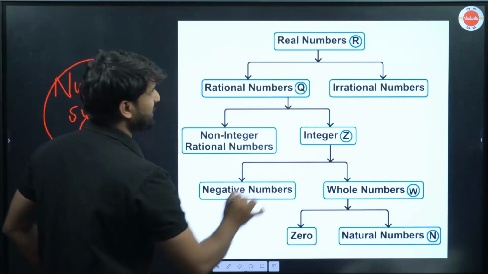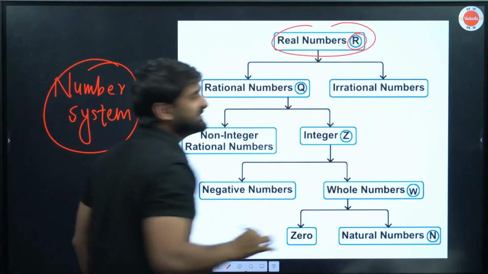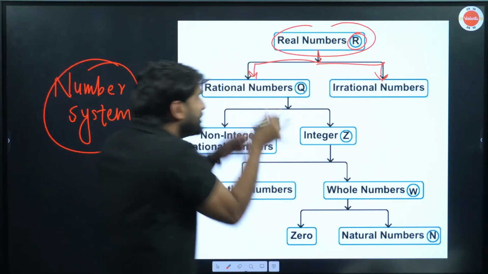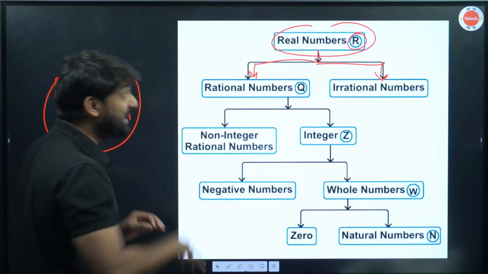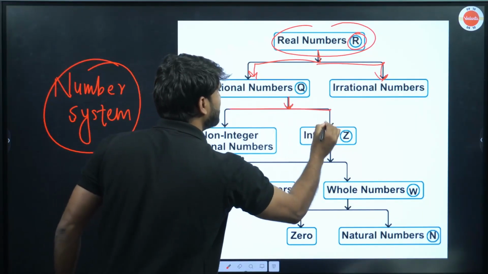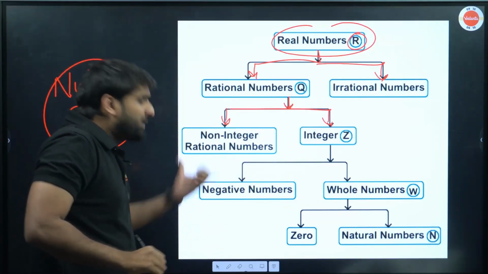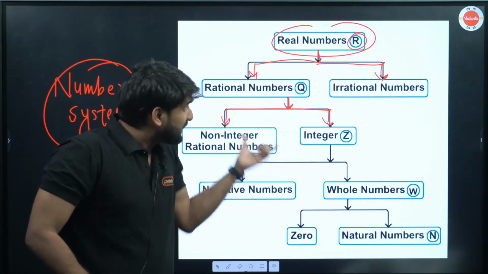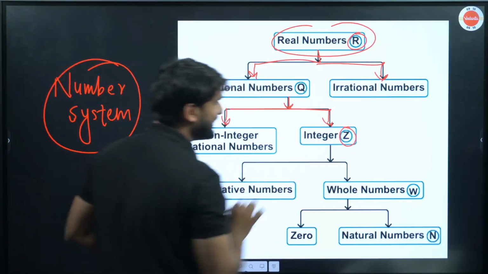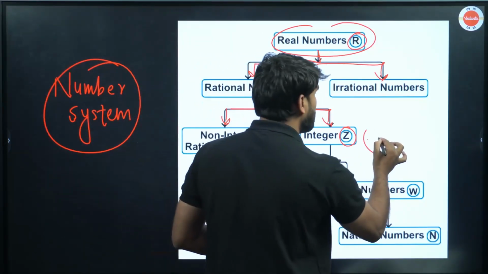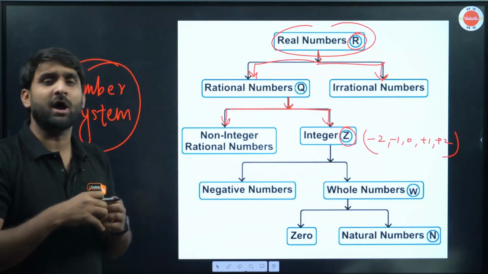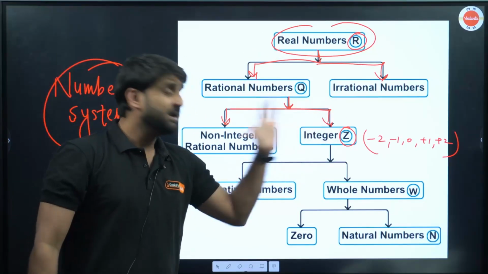So let's talk about real numbers. Real numbers are represented by capital R, the symbolic representation, and in real numbers both rational and irrational numbers come up, the combination of both. Now rational numbers are categorized into two types: non-integer rational numbers and integers. Rational numbers are represented by capital Q, and integers by capital Z. Integers are the combination of negative numbers, 0 and positive numbers.